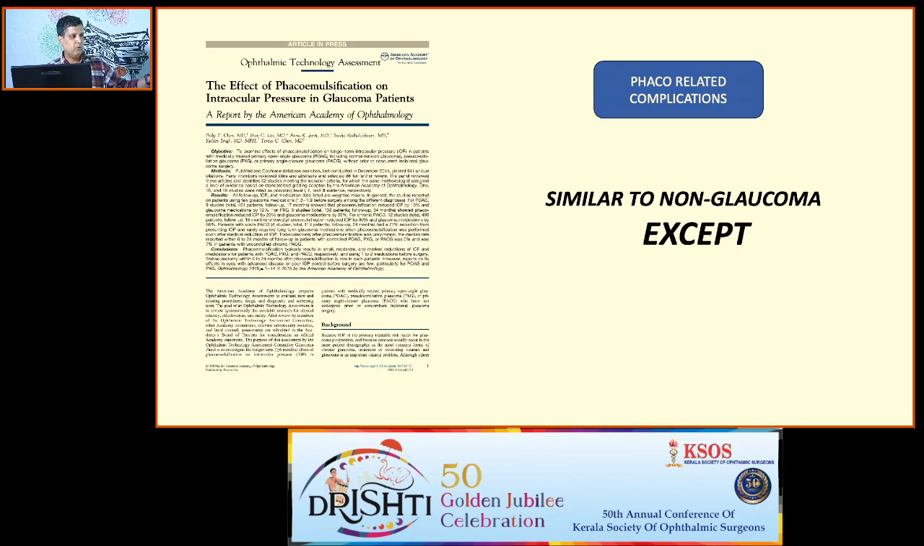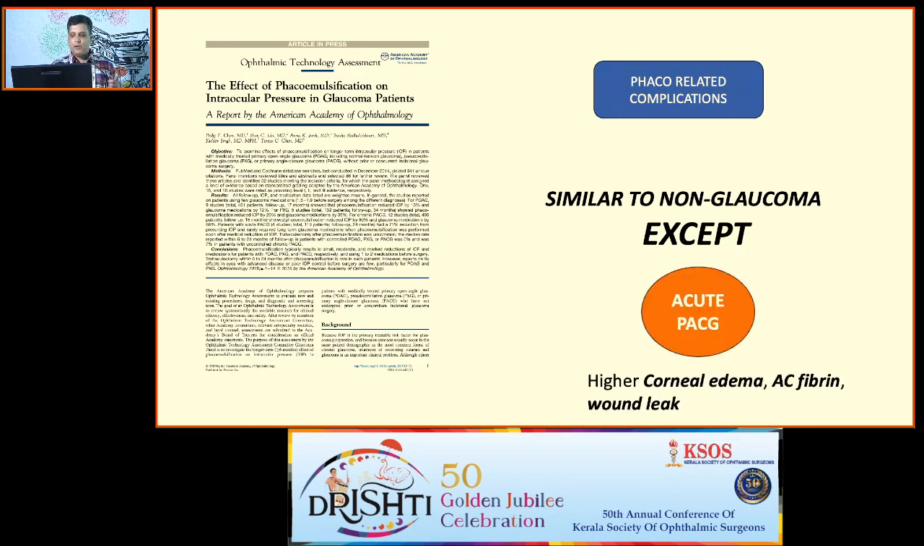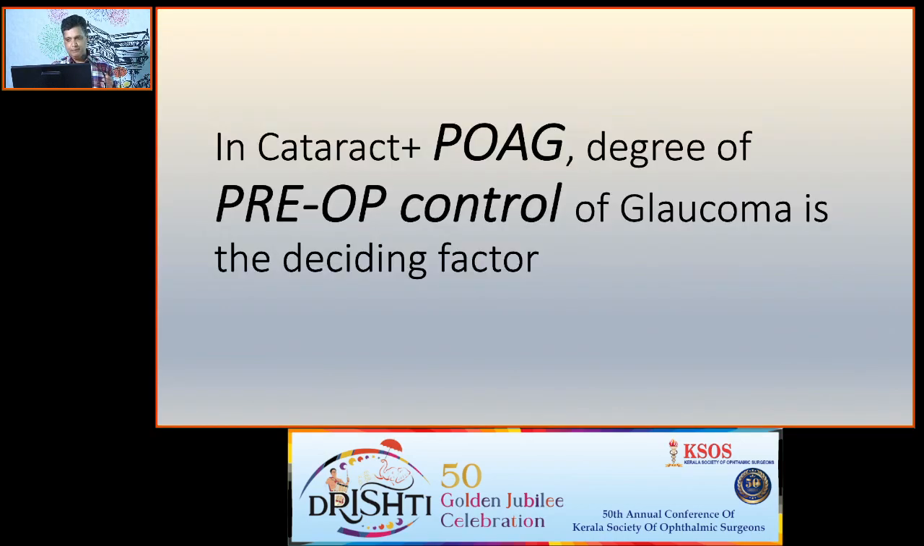So if you're performing phaco on a glaucoma patient, even in a chronic angle closure glaucoma patient, the complication rates were not very dissimilar from performing it on a non-glaucoma patient, with one honorable exception, that is acute primary angle closure glaucoma, obviously, where there was a very high incidence of corneal edema, fibrinous reaction, and wound leaks, which is not surprising. You are operating in a practically non-existent space.